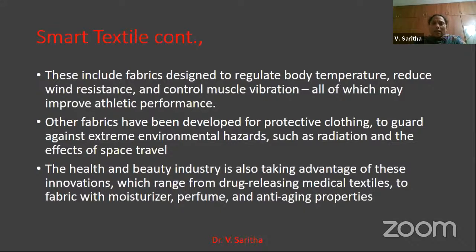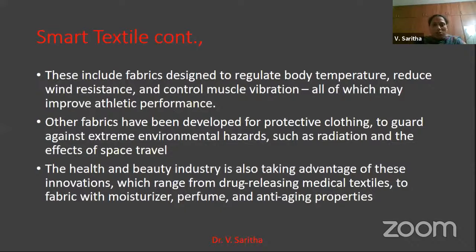Other fabrics have been developed for protective clothing to guard against extreme environmental hazards such as radiation and the effects of space travel. Another example is that nowadays more radiation is coming during the summers. We are not able to go out at all. So in such cases, these kind of smart textiles will be very helpful.